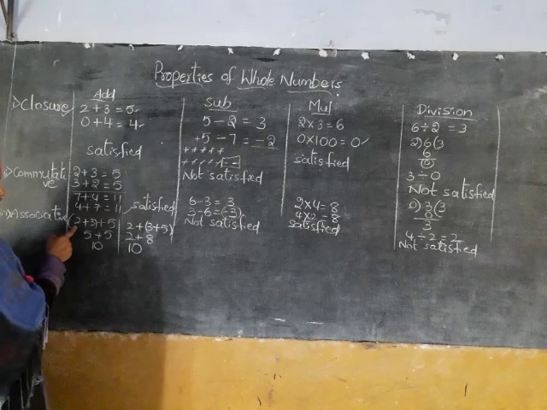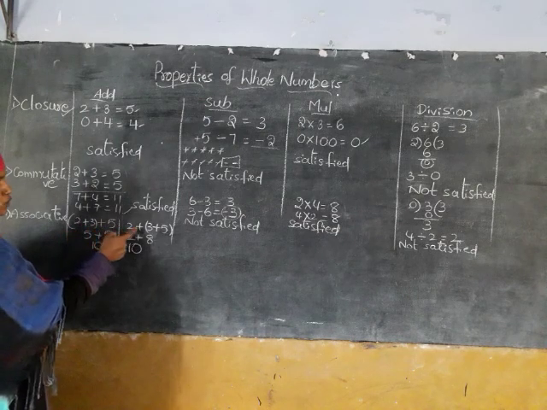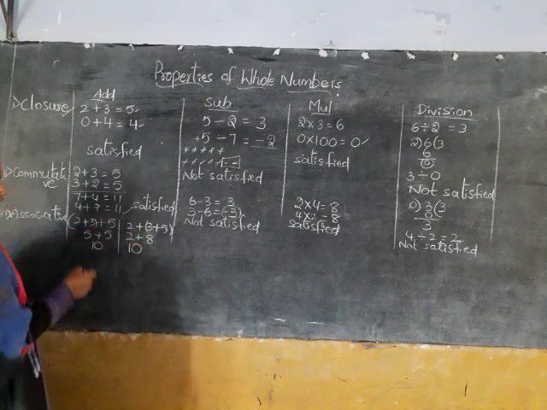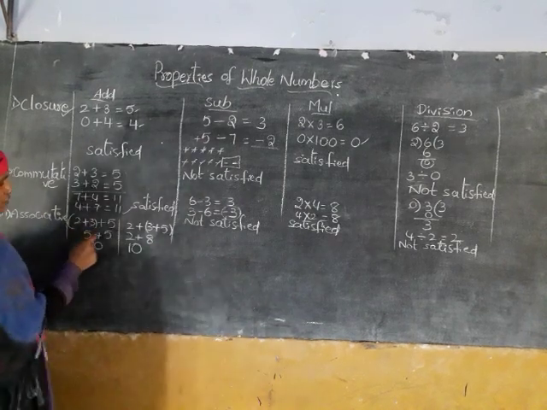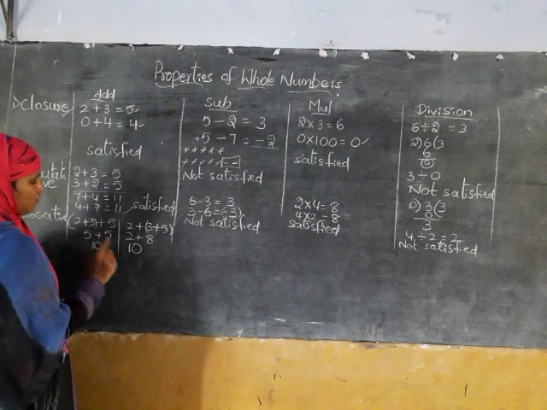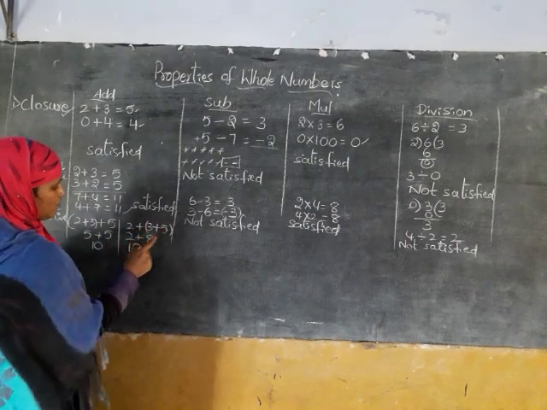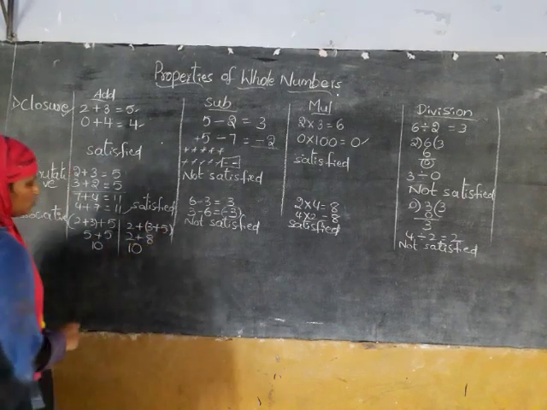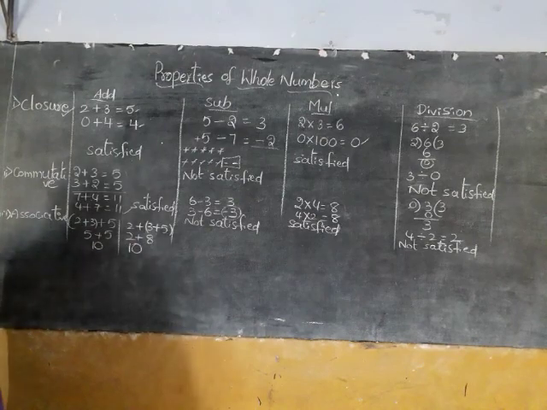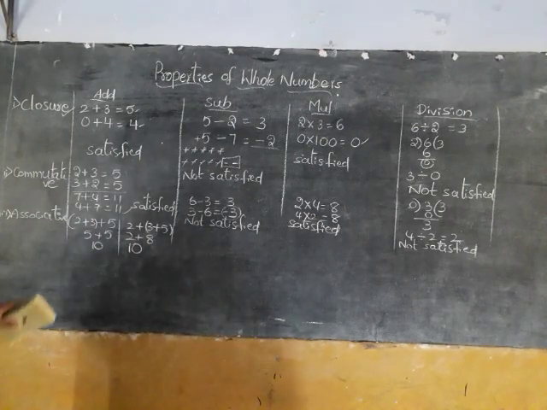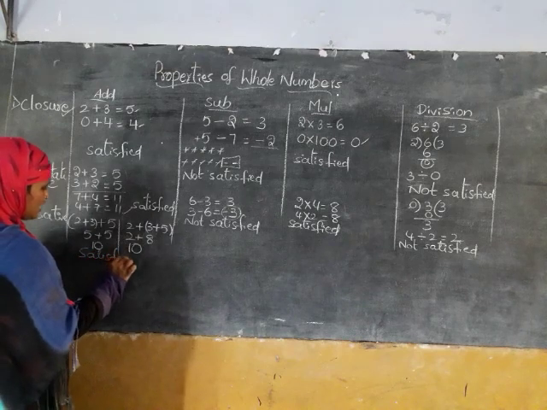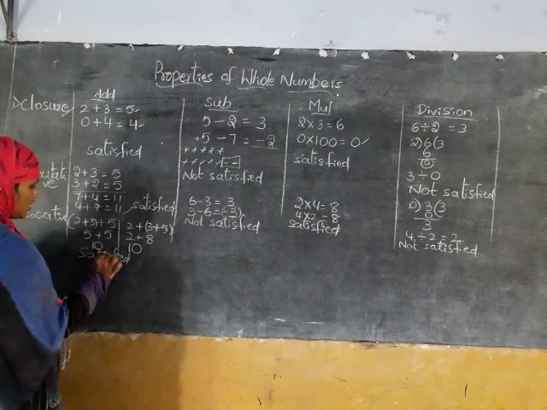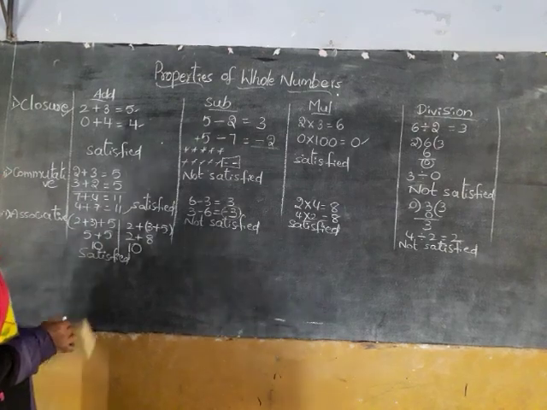So see here, 2 plus 3 plus 5. Here also 2 plus 3 plus 5, but you are adding the numbers which are in the brackets first. So 2 plus 3 equal to 5, 5 plus 5 is 10. And 2 plus 3 plus 5 is 2 plus 8 equal to 10. This property is called associative property. So it is satisfied under addition. Associative property is satisfied under addition.